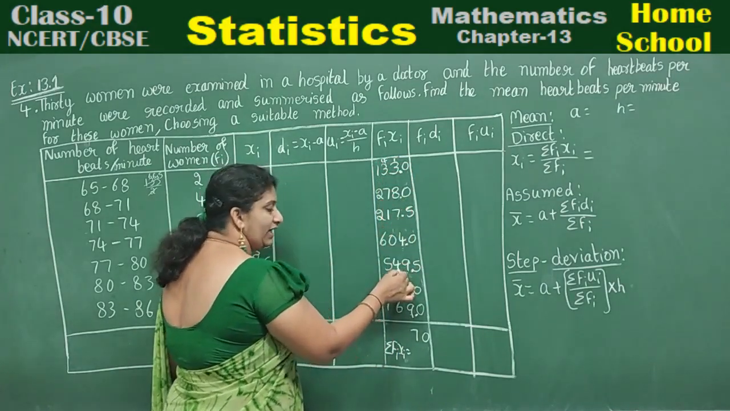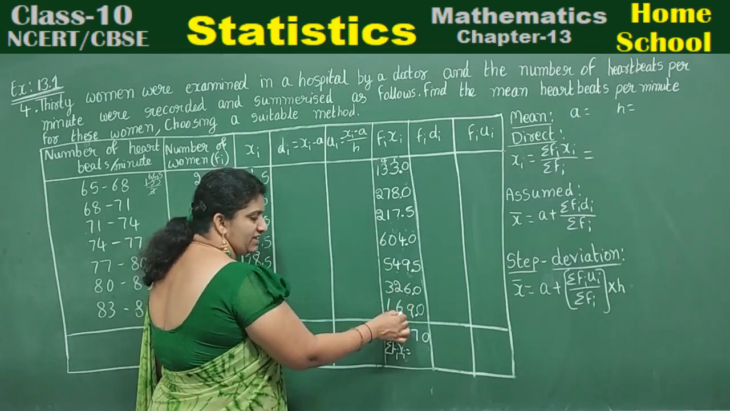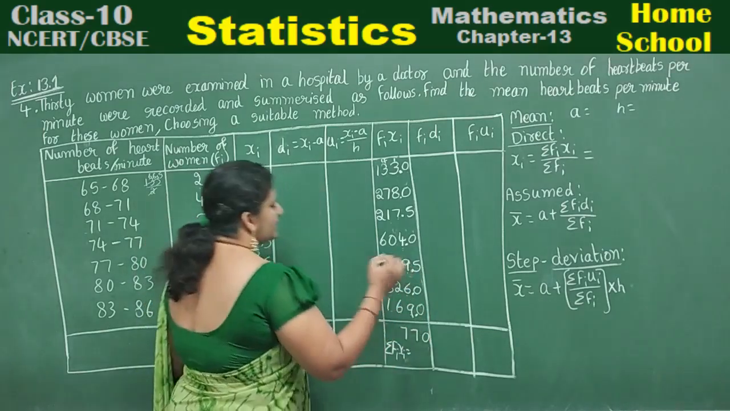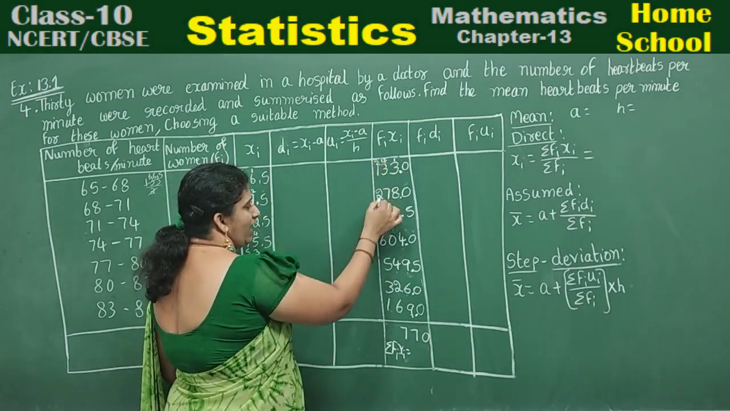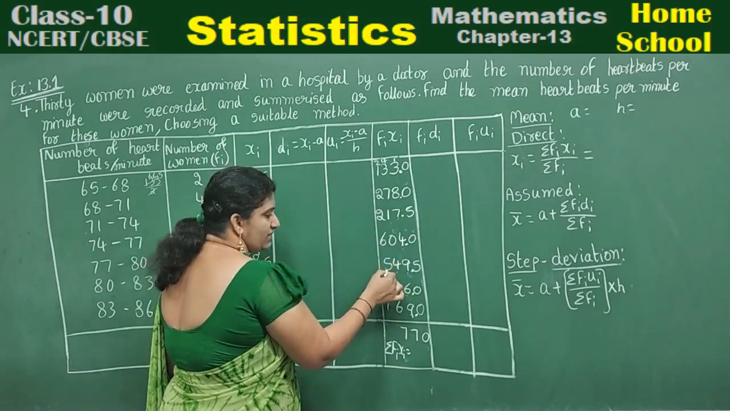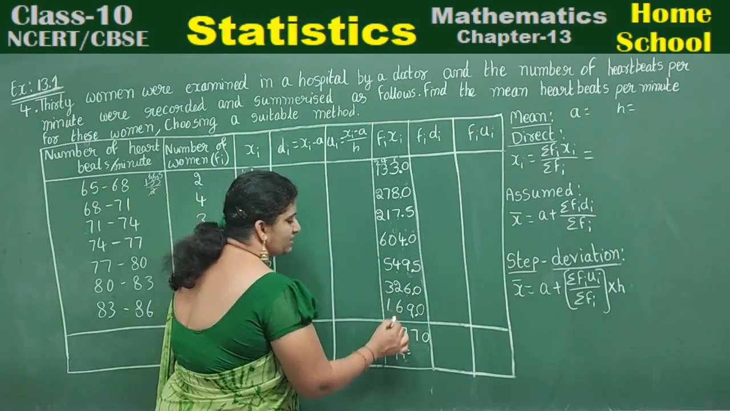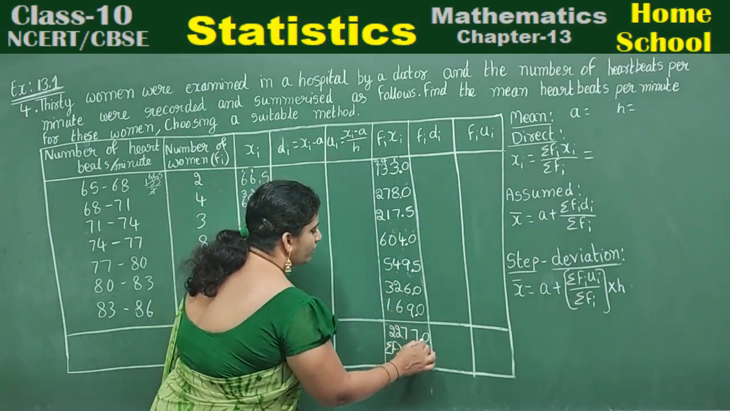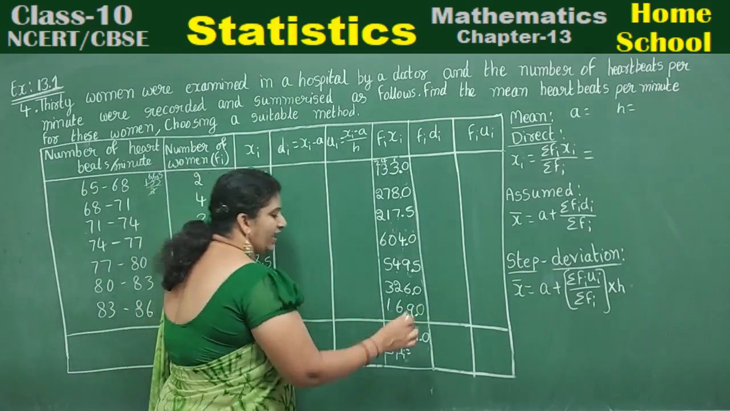15 plus 4, 19. 19 plus 2, 21. 21 plus 6, 27. 2 plus 1, 3. 3 plus 2, 5. 5 plus 2, 7. 7 plus 6, 13. 13 plus 5, 18. 18 plus 3, 21. 21 plus 1, 22. 2277.0. The 0.0 you can neglect.